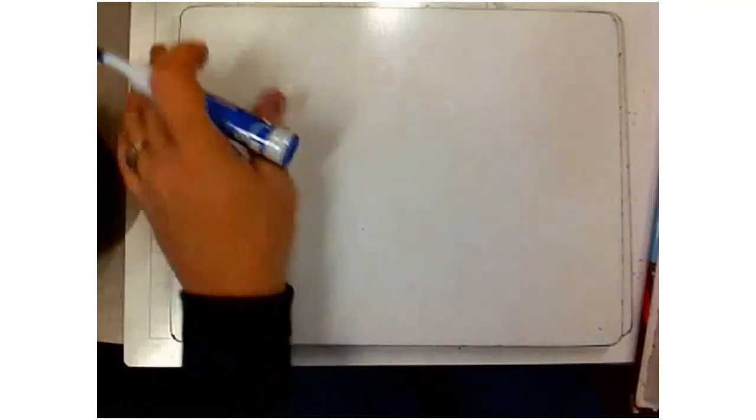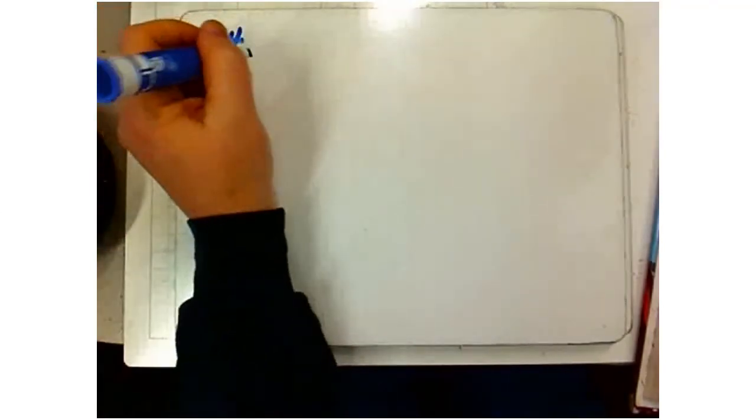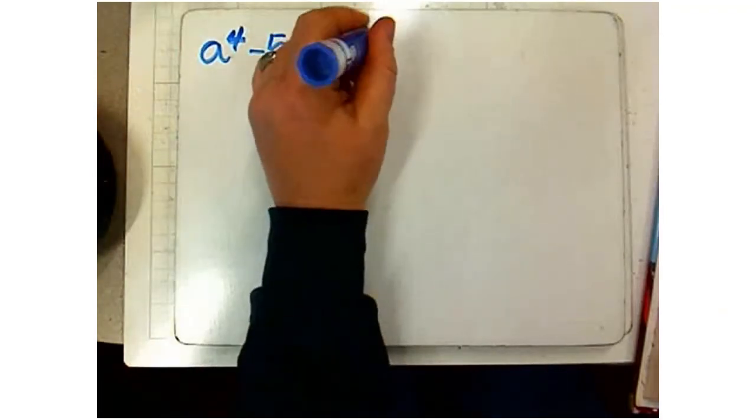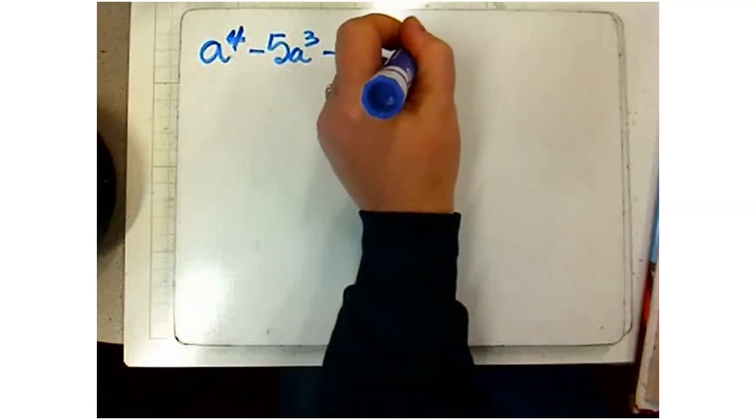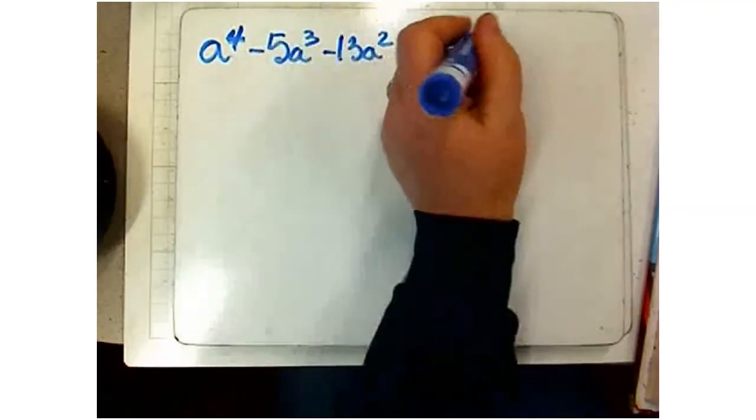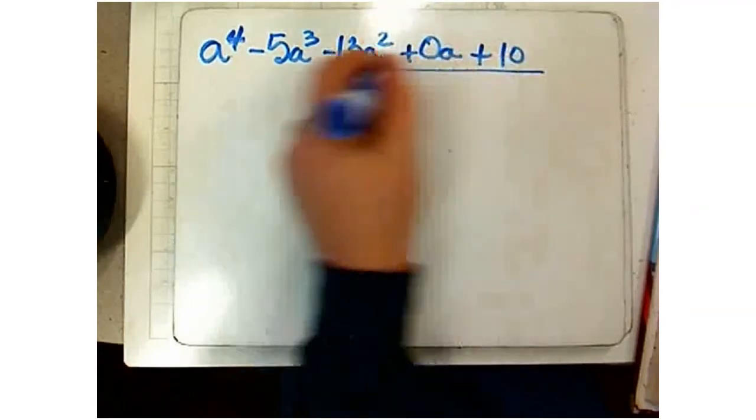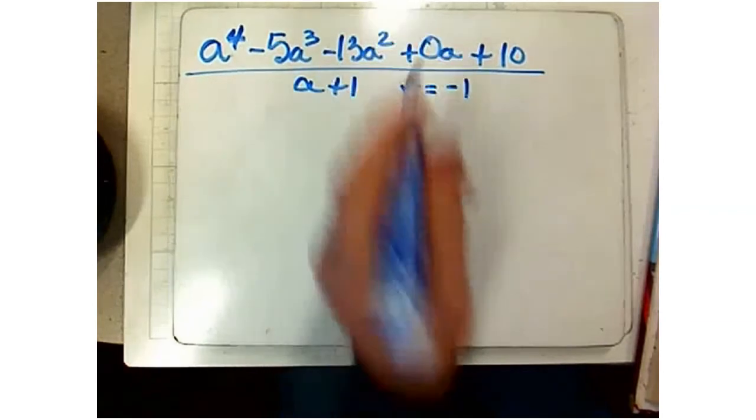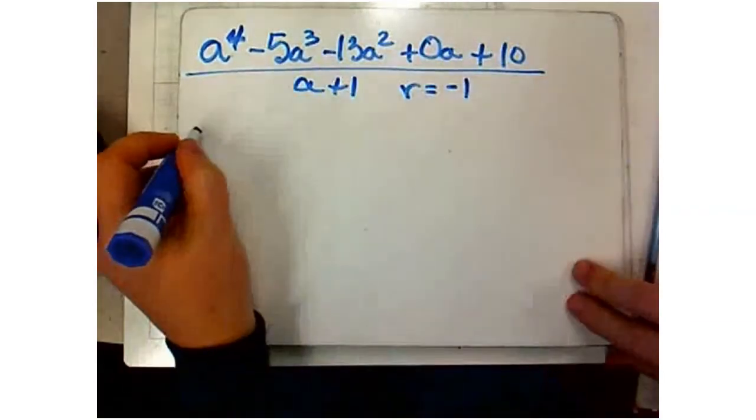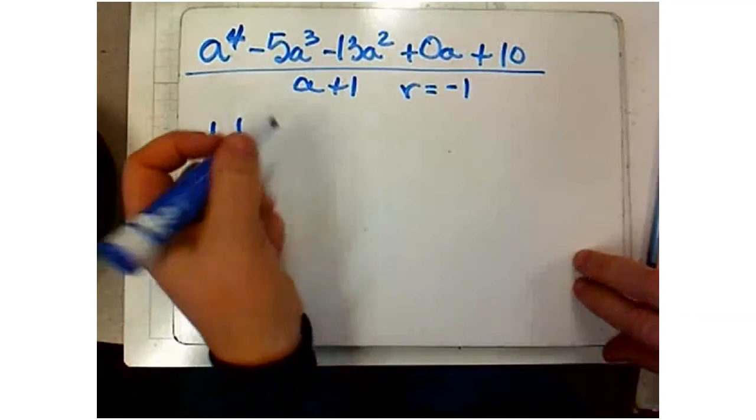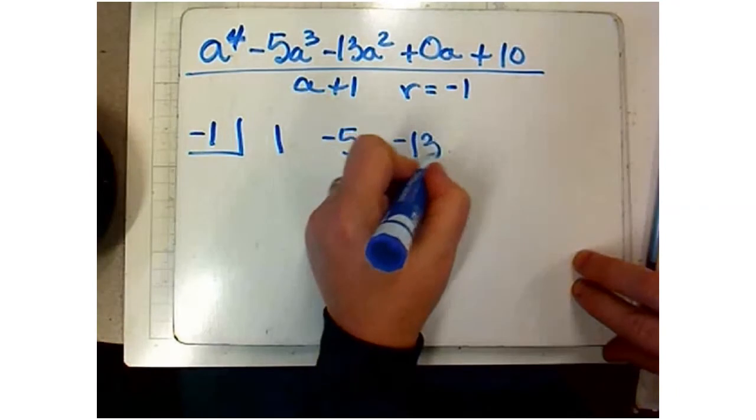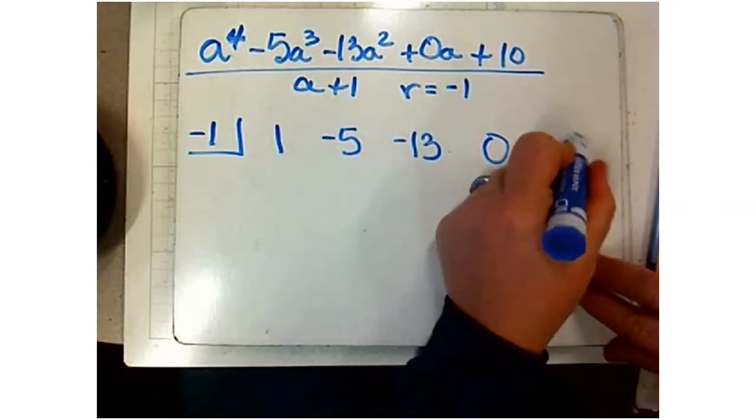So in number 31, I'm going to do this with synthetic division. We have a to the 4th minus 5a to the 3rd minus 13a squared. I notice there's no a term, so I'm going to put a plus 0a and then plus 10. And we're going to divide that all by a plus 1. So I notice my r value is -1, so we're going to do -1 on the outside. And our terms are going to be 1, -5, -13, 0, and 10.